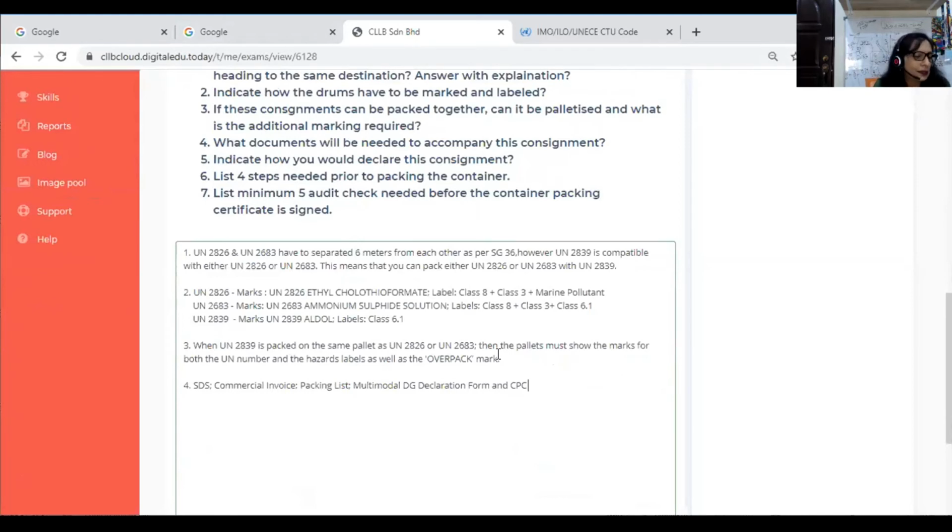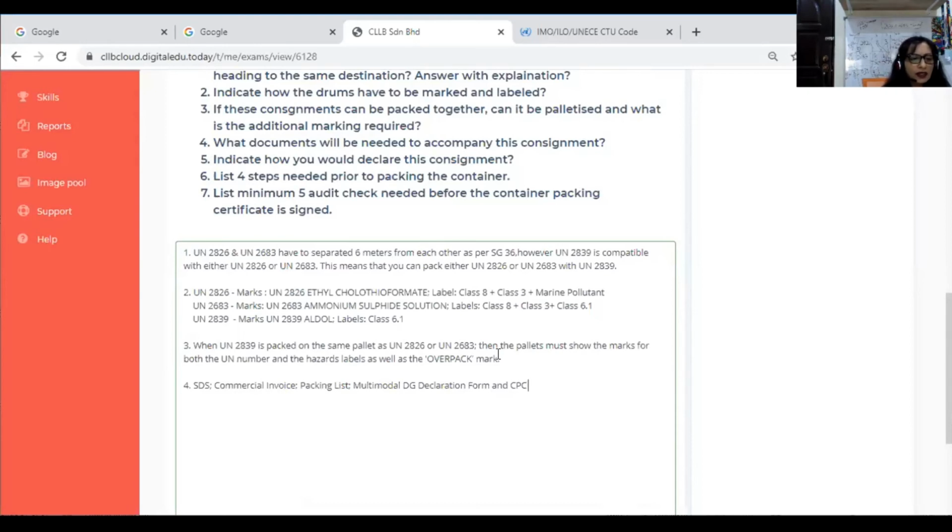Nobody looked at the SPs, whether the SPs required anything additional for these consignments, okay? Because for 2839, there's nothing in the SPs. And if you look at 2826, also nothing in the SPs. And just to make sure you got it all right, you go to 2683 and just take a look there. Okay, also nothing there. So that's generally what you need.